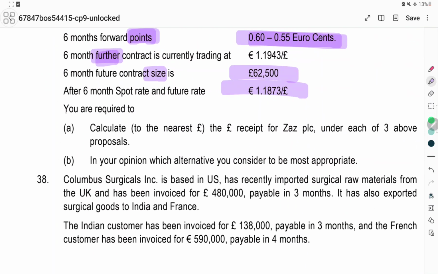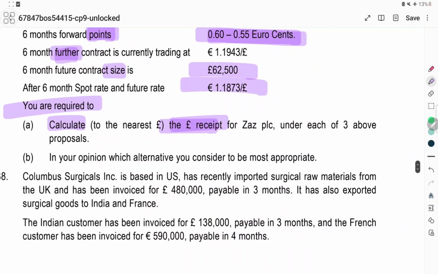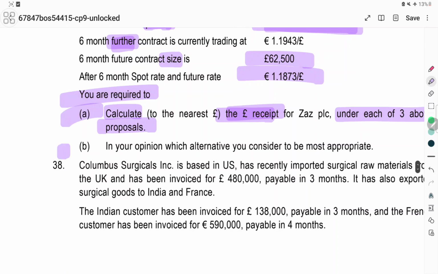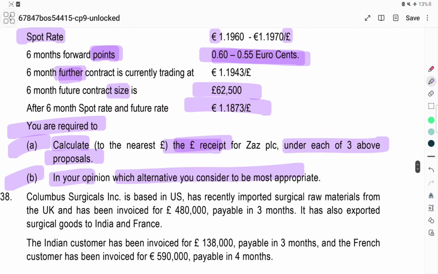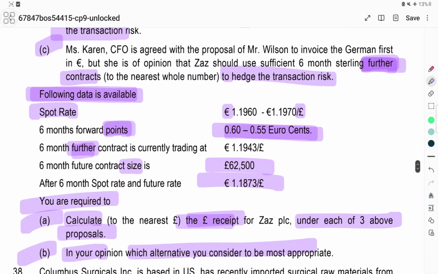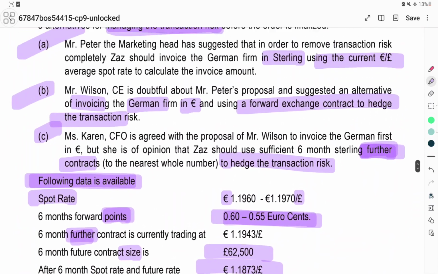Now what you are required to do is calculate the sterling receipt, the pound receipt for UK Limited and UK PLC under each of the 3 alternatives. And in your opinion, which alternative will you consider most appropriate? Common sense prevails: I'll consider the one with the highest receipt, right? So we jump on to the solution directly from the institute material. Okay, it will be easier.